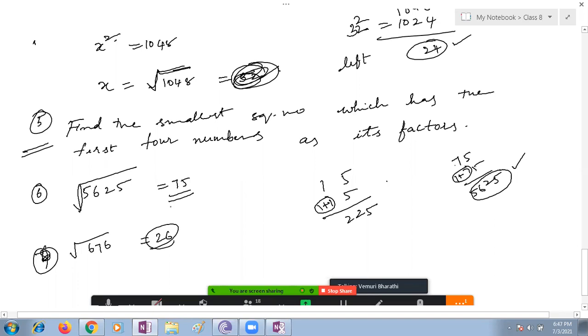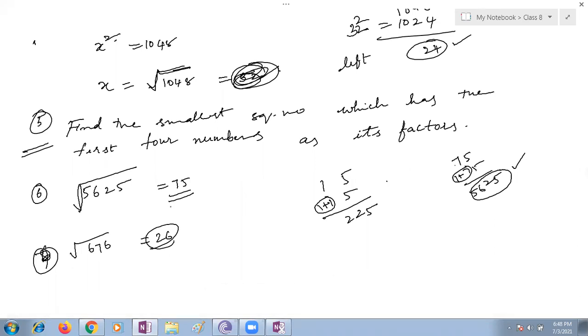That's all. The next one: the sum of squares of two numbers. So this is a little interesting.